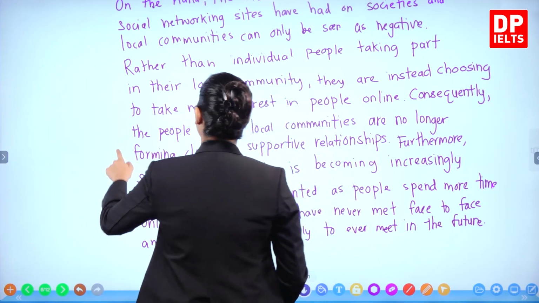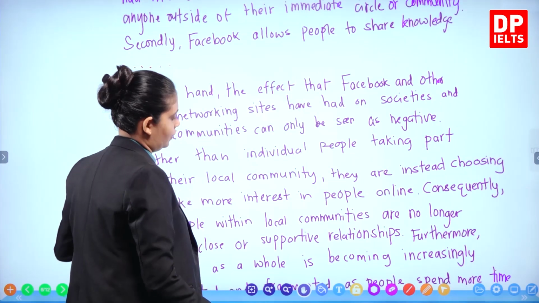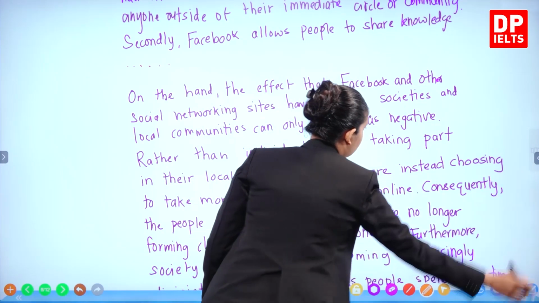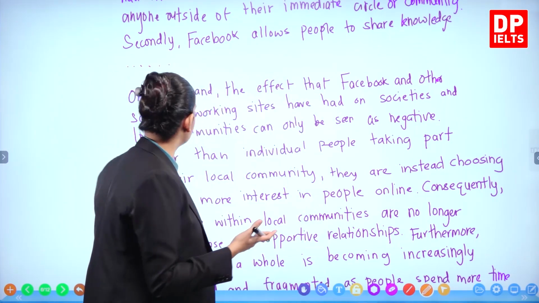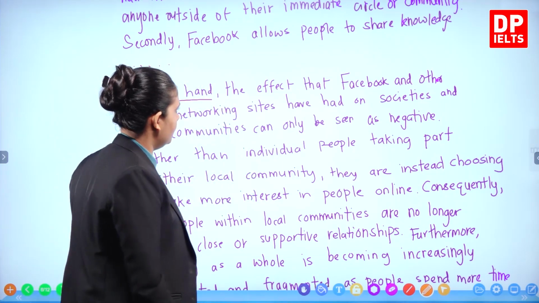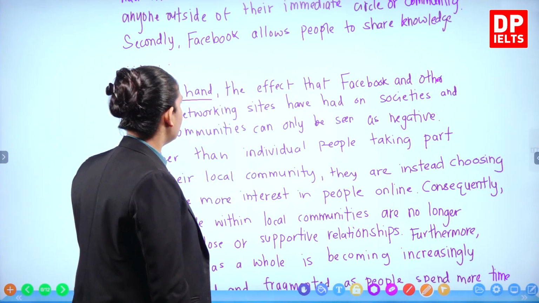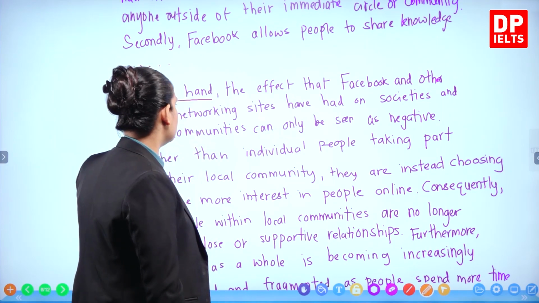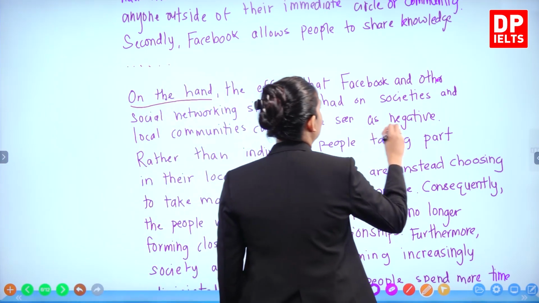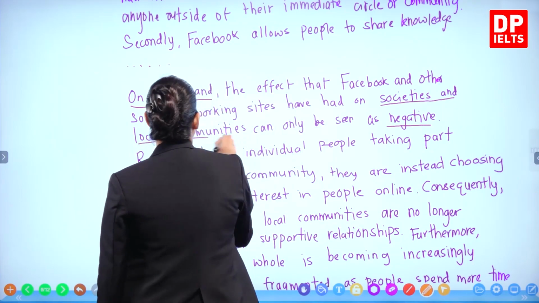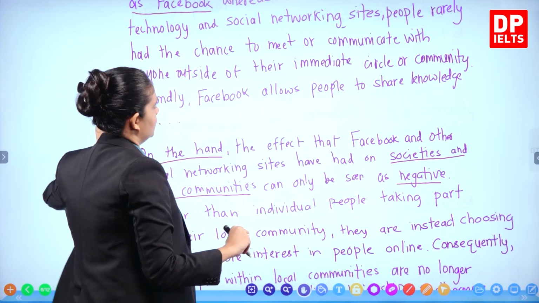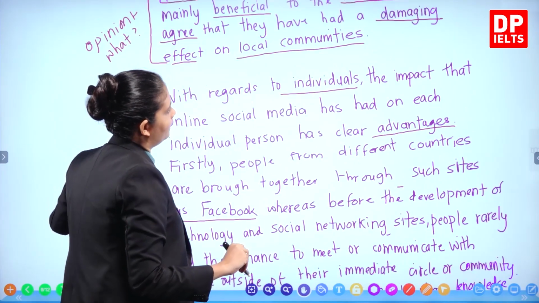Right, so now when we have a look at this paragraph, okay, you have to remember that we use cohesive devices to link our ideas together. So on the other hand, so I'm talking in terms of the other aspect, okay, we have had a look at the effect of social networking sites on the society as well as the local communities. That is of course seen as negative. So that's what I spoke about, if you remember, in my introduction, because that's what I had in my plan.